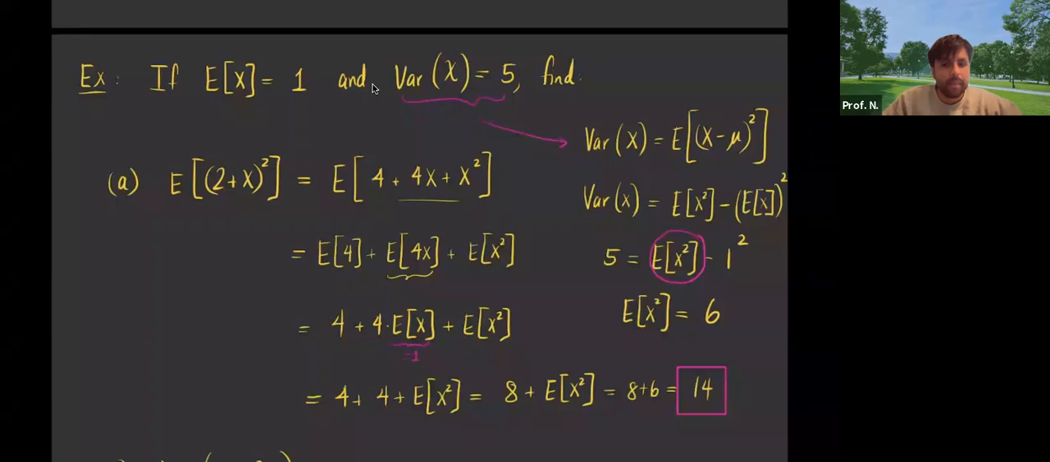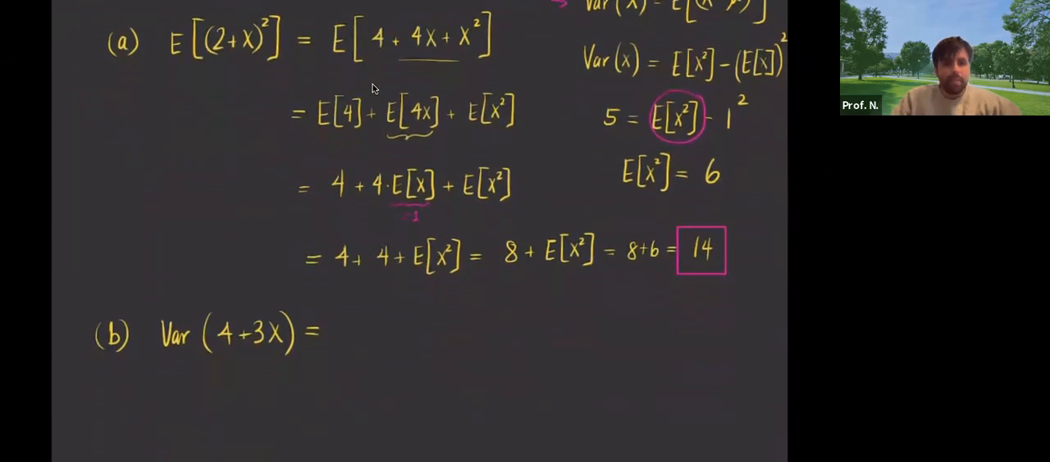Make sense? So the expected value of 2 plus x squared is 14. Any questions about how I found this expected value and how I utilized my definition of variance to figure out what the expected value of x squared is? Once I'm able to do that, then I can find the expected value. And I think part B is a bit easier. That's pretty straightforward. Okay, good.